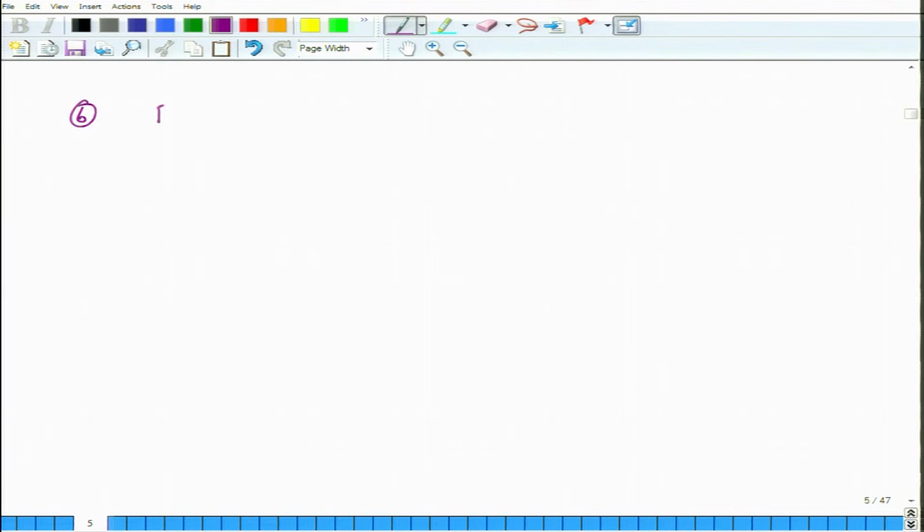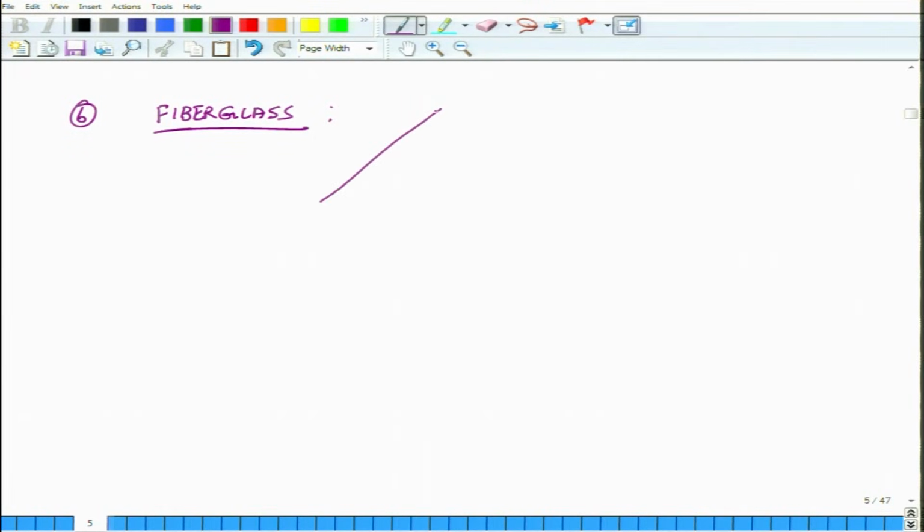fiberglass. So, what is fiberglass? You may have seen it. You may have seen big tanks, or sometimes in houses some wall or roof is made up of fiberglass, or a lot of times nowadays people make boats of fiberglass. A lot of things are made of fiberglass. So, what is fiberglass? Basically it is a piece of plastic.